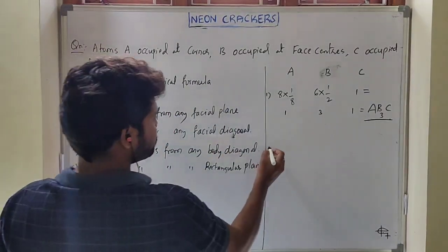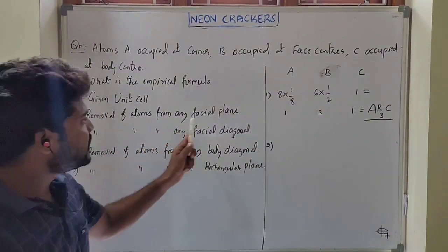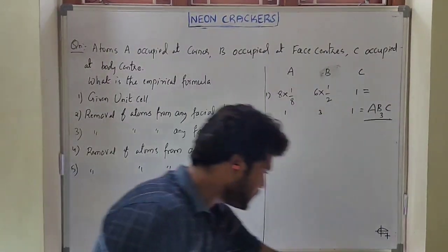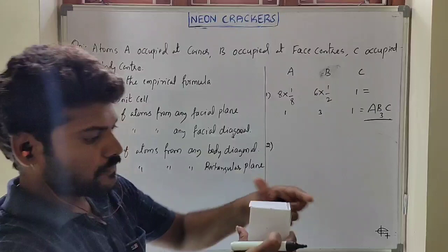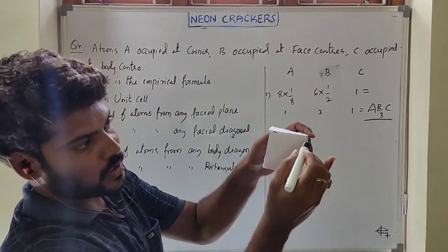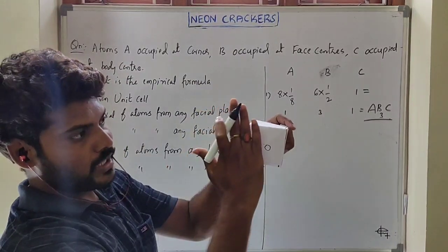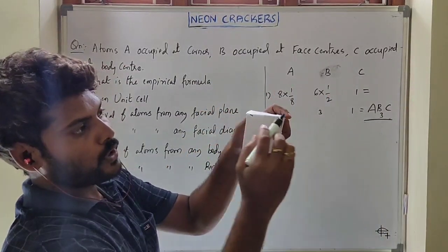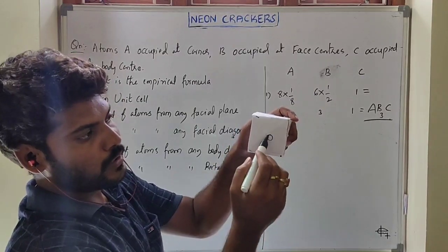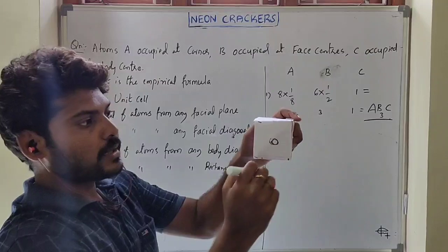The second one, what is the second condition? Removal of atoms from any facial plane. Suppose we take this as our facial plane. Here there is one corner atom and one face center atom. If we remove any facial plane, 4 corner atoms are removed and 1 face center atom is removed. So how many face center atoms are left?